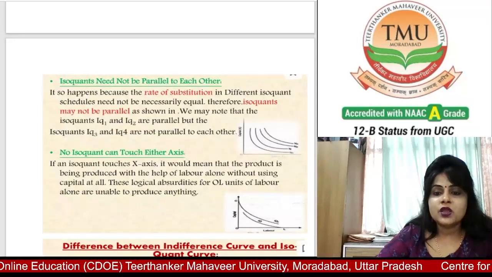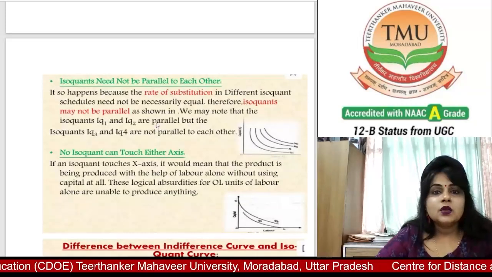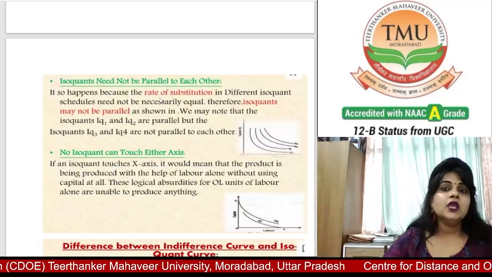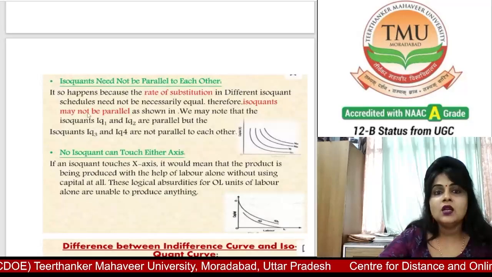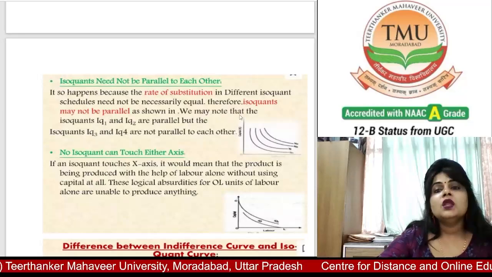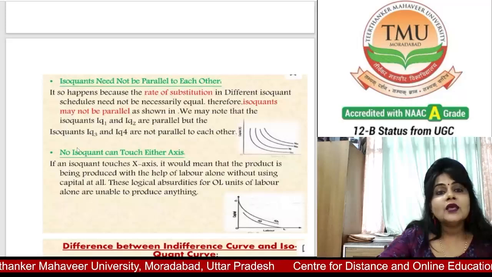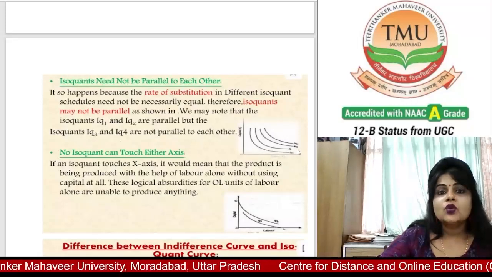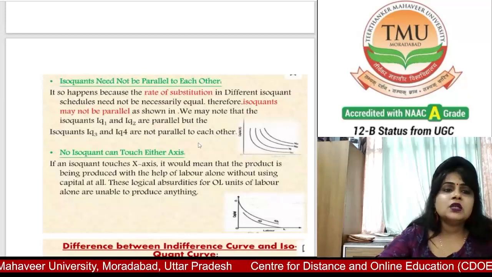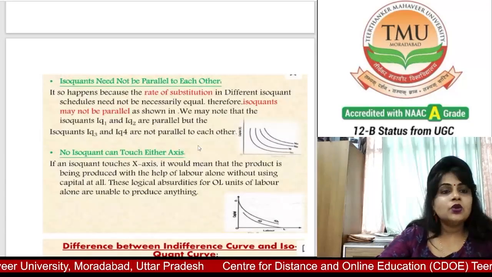It so happens because the rate of substitution in different isoquant schedules need not be necessarily equal. Therefore, isoquants may or may not be parallel. As shown, we may note that the isoquants IQ1 and IQ2 are parallel, but the isoquants IQ3 and IQ4 are not parallel to each other. The rate of technical substitution between factors may have variations, so they may not be parallel to each other.